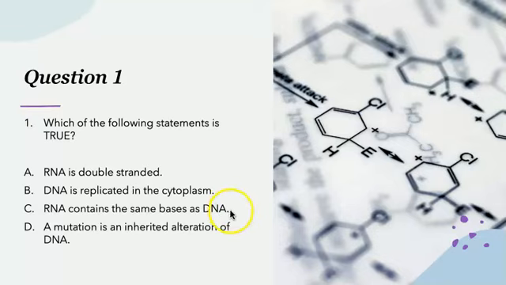C, RNA contains the same bases as DNA. Now, we didn't directly talk about this in this lecture, but hopefully from a previous course, you know that there is a set of bases that could only be found in their own type of nucleic acid. So for DNA, that's going to be our thymine, whereas RNA is going to have uracil. So we will never find uracil in DNA. We'll never find thymine in RNA. And so that's a false statement. So then we end up with D. A mutation is an inherited alteration of DNA. That is a correct statement.